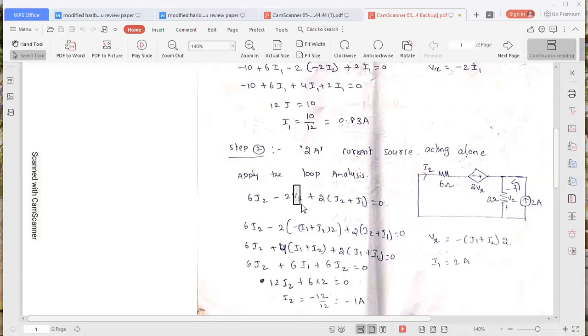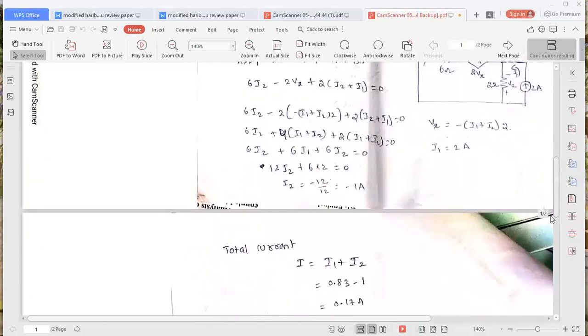Now we substitute the Vx value in the loop equation, like this. Now simplify this equation: 6 into I2 plus 4 into I1 plus I2 plus 2 into I1 plus I2. Simplify this equation, then we get I2 equal to minus 12 by 12, which is equal to minus 1, according to the superposition theorem.